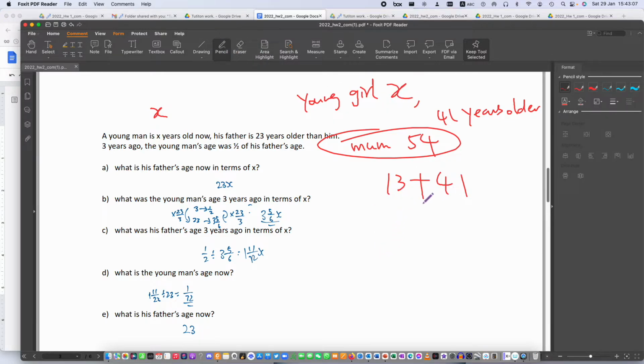So how do you get mom's age? X plus 41. Okay, good. So similarly, how do you get the father's age? X plus 23. Very good. So next time, can you do the similar thing? If you're not sure, can you give yourself a similar example? Are you clear? We talked about a similar question last time.